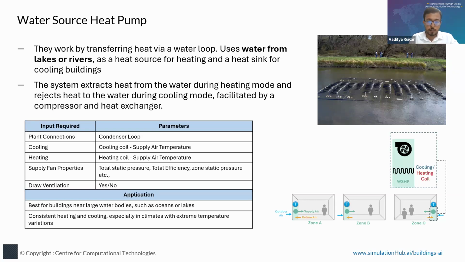So in the system buildings here, you have to define the condenser loop and connect it to the water source heat pump, which is under the category of terminal unit, and all other parameters like supply temperature, fan properties and outdoor air you need to define. Yeah. So this is the most energy efficient system that you can use. It's recommended by ASHRAE.